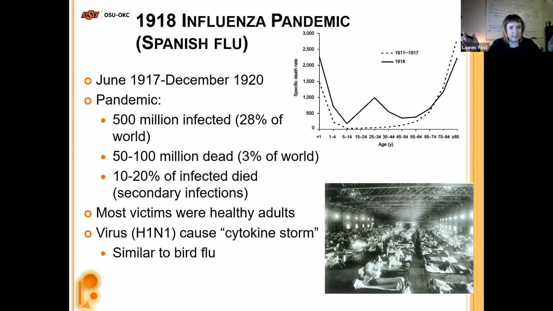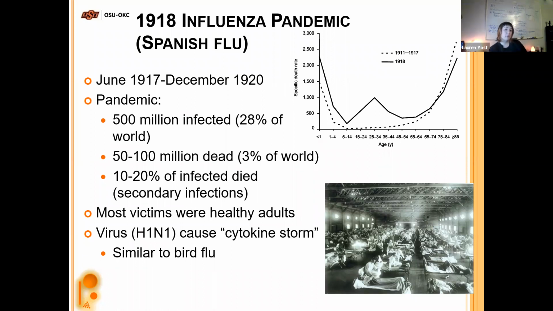Okay, the 1918 Spanish flu. Most of us have heard about this super severe problem. Let's go through the numbers. This ran from 1917 to 1920. It was a pandemic that affected people worldwide. 500 million people were infected across the entire planet. 28% of the world was infected. 50 to 100 million died. So that's 3% of the whole world. 10 to 20% of those who were infected died.